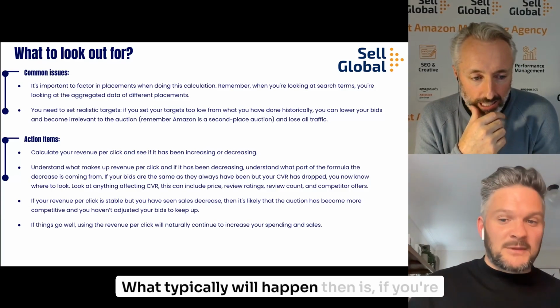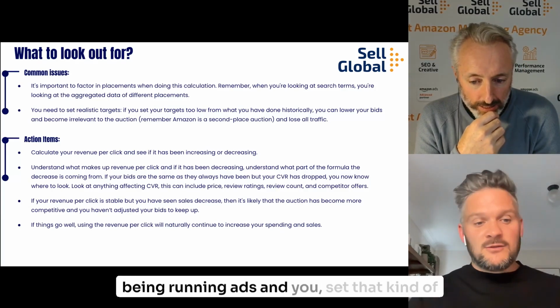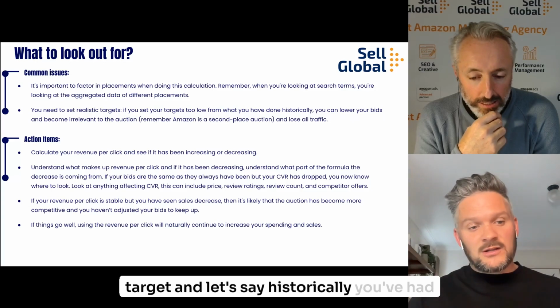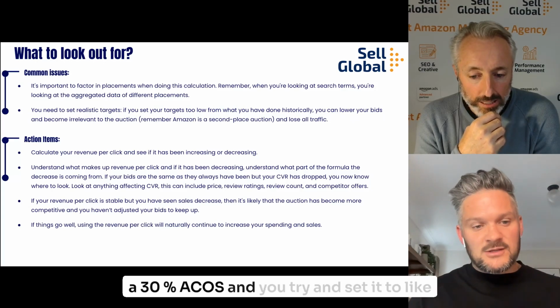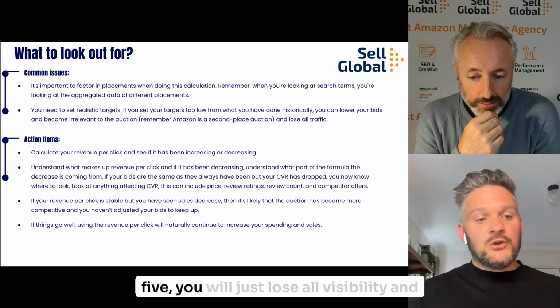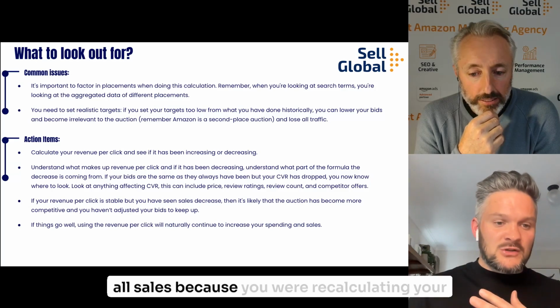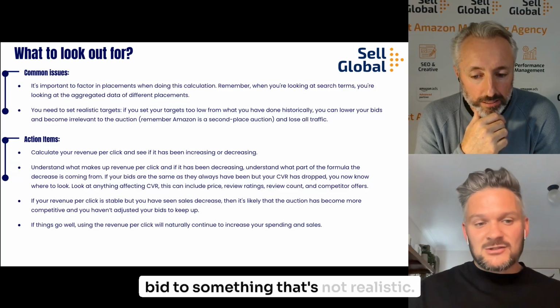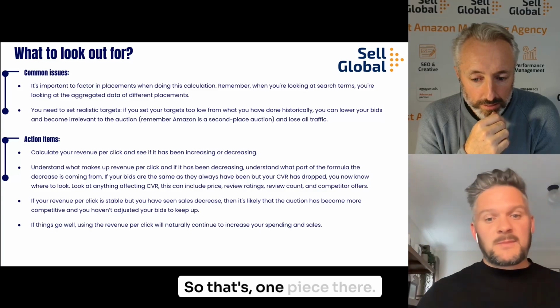What typically will happen then is, if you've been running ads and you set that kind of target, and let's say historically you've had a 30% ACOS and you try and set it to like 5, you will just lose all visibility and all sales because you're recalculating your bid to something that's not realistic. Yeah. So that's one piece there.